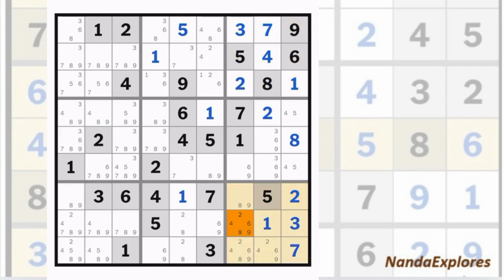So we need to remove 2 and 2 from here. Here also we need to remove 2. Then we need to remove 4 also from here. Then there's a 6, 9, 6, 9. That means we need to remove 4 and 8 from here.